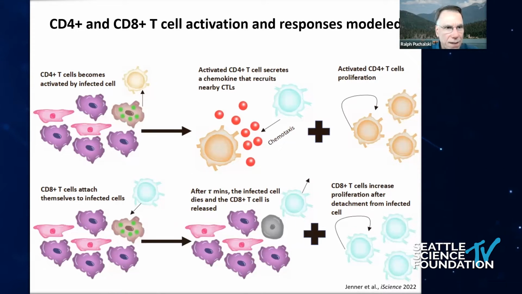We also modeled how the CD8 T cells attach themselves to the infected cells. And then after a certain number of minutes, the infected cell dies and the CD8 T cell is released from the dead cell. And CD8 T cells increase with proliferation after detachment from the infected cell. So we modeled both the CD4 and the CD8 T cells using a multitude of variables in these models, actually about 45 different variables, ranging from attachment rates and release rates to proliferation rates.